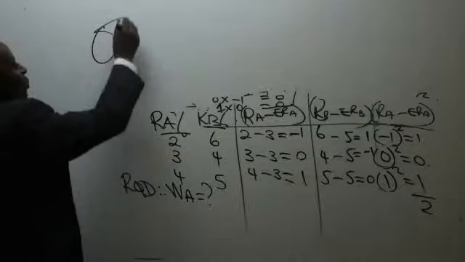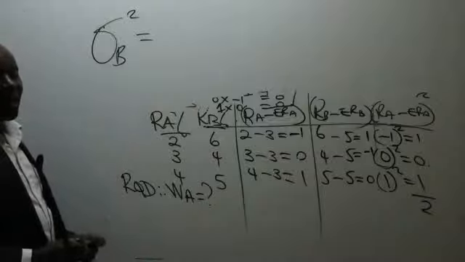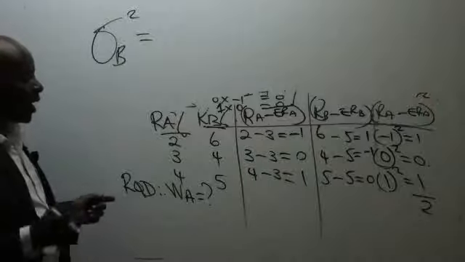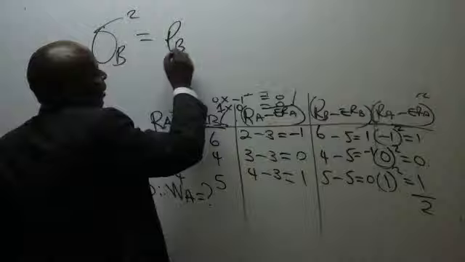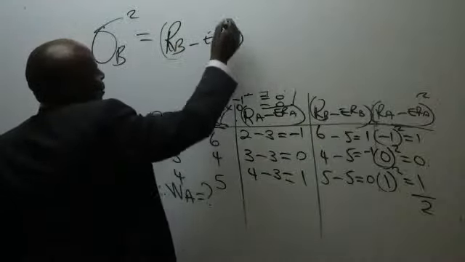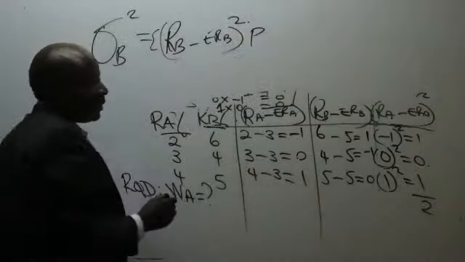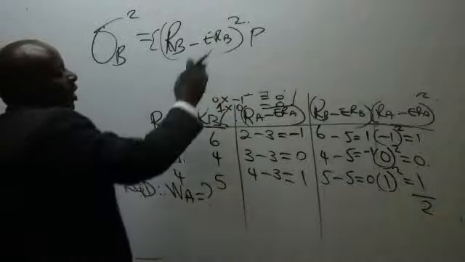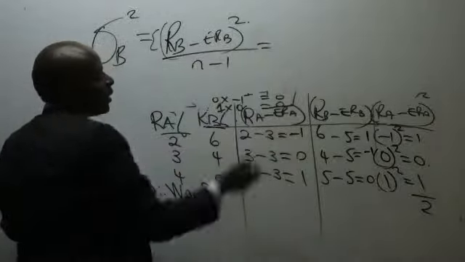So variance of B, as I wait for the responses, variance of B. So it has to be deviation of B squared. So it will be RB minus ERB squared times probability, summed. But this is a question where the examiner has denied you probabilities. So then you need to remove this; you say divide by n minus 1, like that.